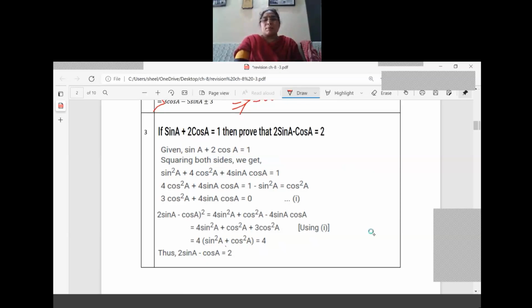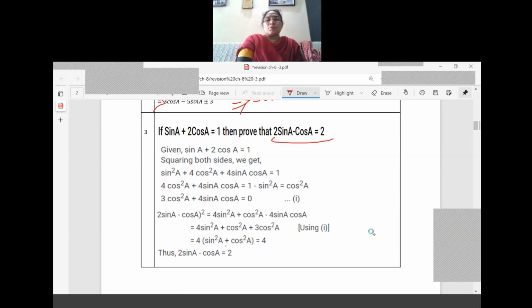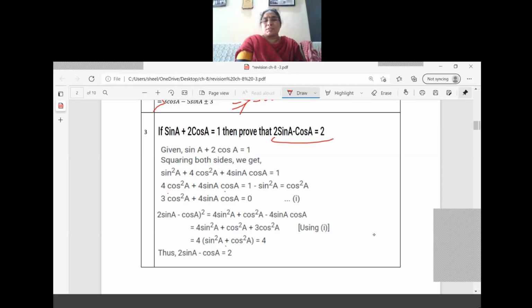Now what is the next step? We have to bring 2 sin a cos a equal to 2 only. So 4 cos square a and 4 sin a cos a, we are keeping on one side. Then we are taking this term to the other side. What is that value?